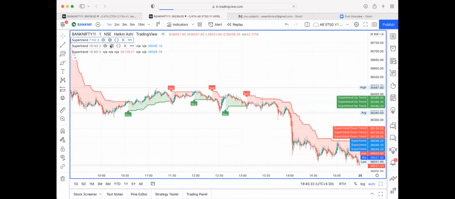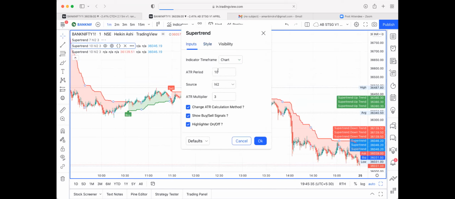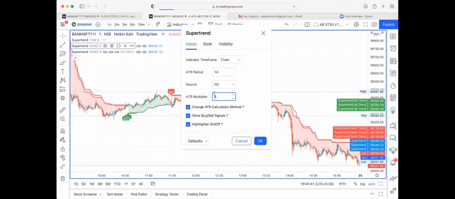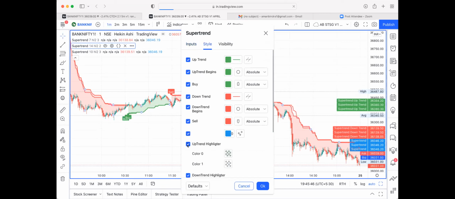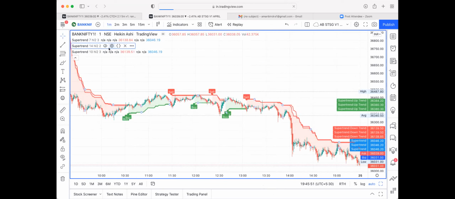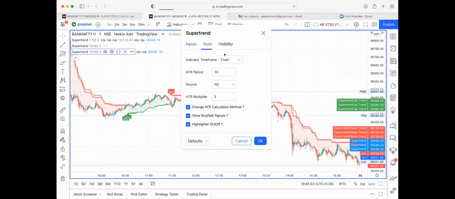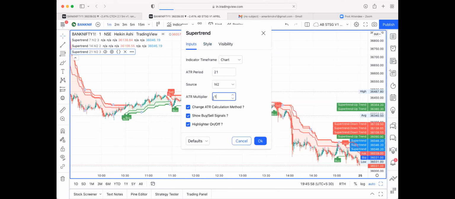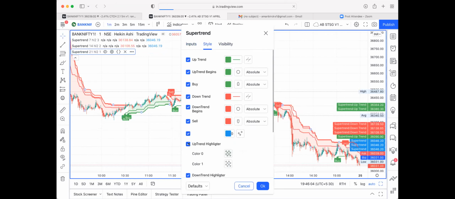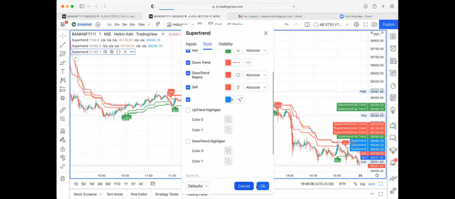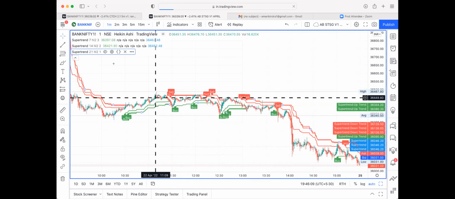Then again, in the second Supertrend, we need to change the inputs to 14 and 2 and highlighter off. And again, we go into the style and uptrend, downtrend both off, and then OK. And then in the third one, we need to change the settings to 21-1. Again, the highlighter is off. And in style, we need to uncheck uptrend and downtrend. So 3 indicators are put.